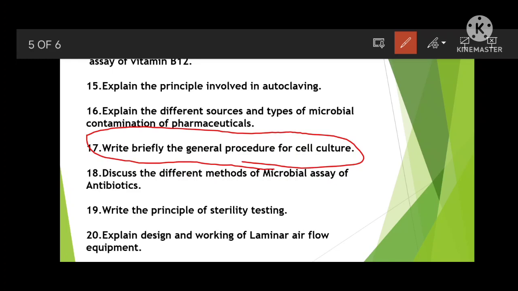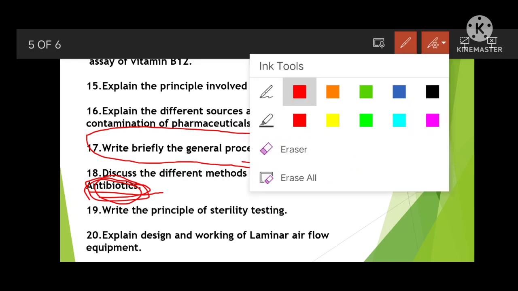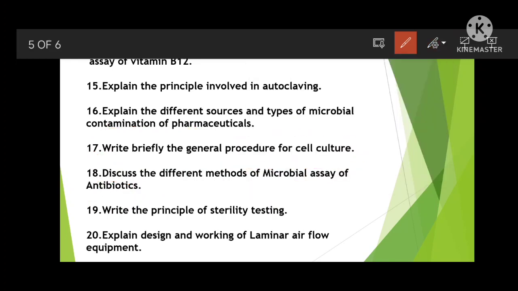Then discuss the different methods of microbial assay of antibiotics. Sometimes they ask antibiotics in this fashion, and sometimes they will ask directly streptomycin. Then the principle of sterility testing. Sterility testing is also very important.